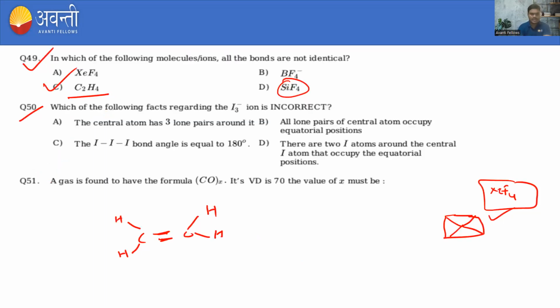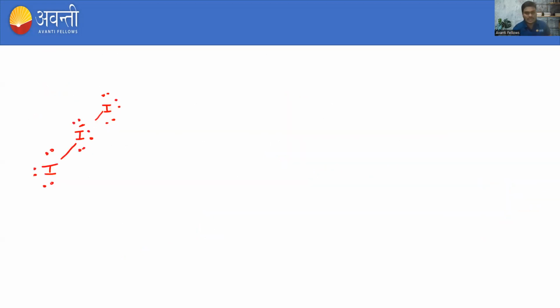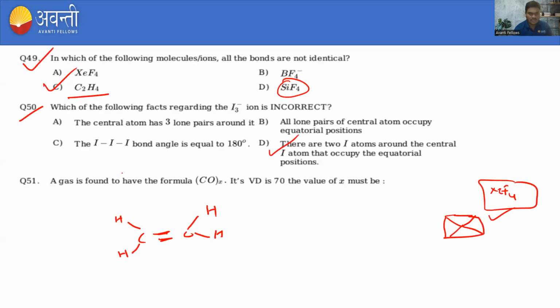If you try to read the options, there are two I atoms around the central I atom that occupy the equatorial position. Considering option B, for the central iodine atom, there are two bond pairs of electrons and three lone pairs of electrons that need to be distributed in the trigonal bipyramidal shape. Right. So we can say that option D, that there are two I atoms around the central atom, is the incorrect option. Okay? So this is absolutely the incorrect statement.